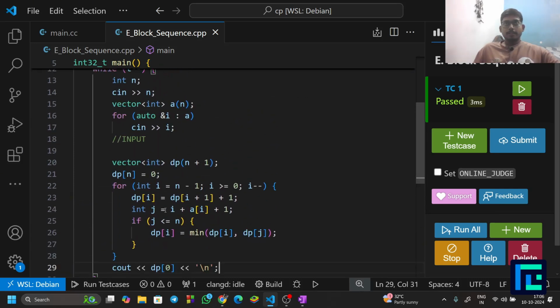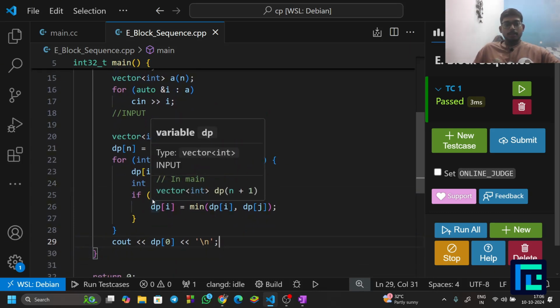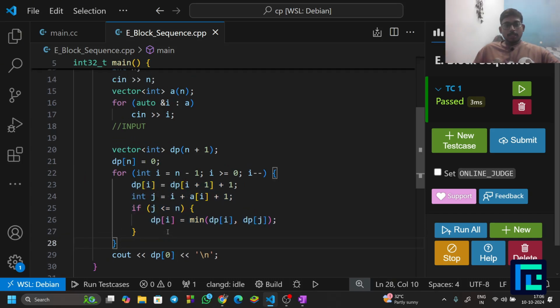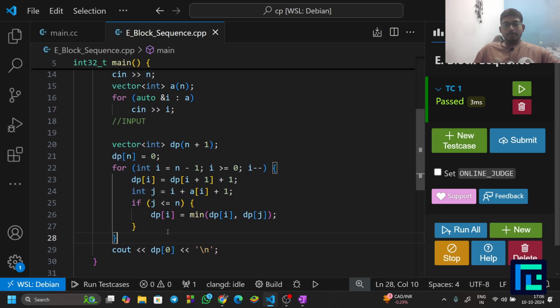You can also write a recursive code for this dp. In the same way, in a recursive function you can write this as the transition and this as the base case. If i is equal to n, then return 0 would be my base case, and inside the recursive function we can write this transition. I hope you can try that on your own. I hope this problem is clear to you.